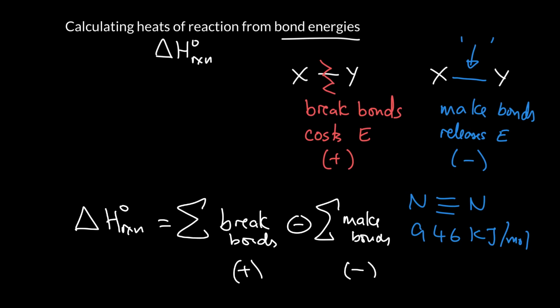So we can take these bond energies. I haven't shown you the bond energies yet, but I'll show you on the next slide. You can look at how much energy it takes to break a bond and how much energy it takes to make a bond. You just make sure it's positive for breaking and negative for making. And you put those two together and you can calculate delta H of reaction. All right, let's have a go.